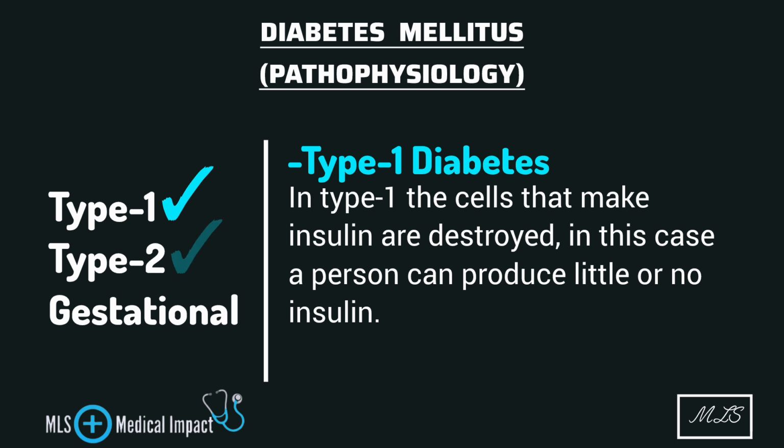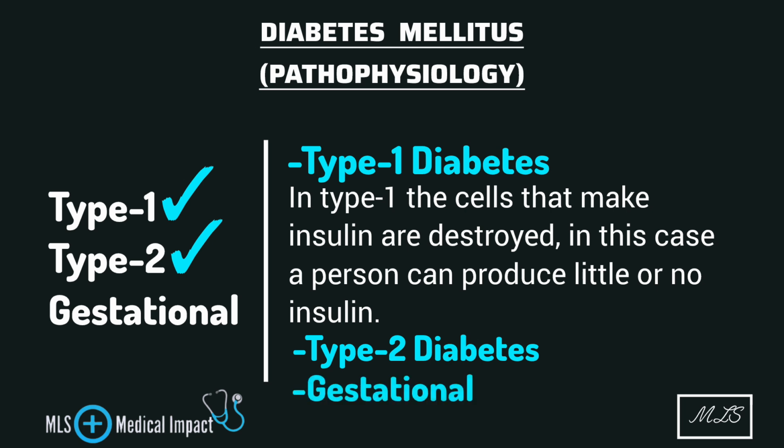Apart from that, we have type 2 diabetes. In type 2 diabetes, the body is secreting insulin perfectly, but the cells are resisting it, not responding to it. It can also be that the pancreas is producing less insulin. This will lead to high blood sugar levels.